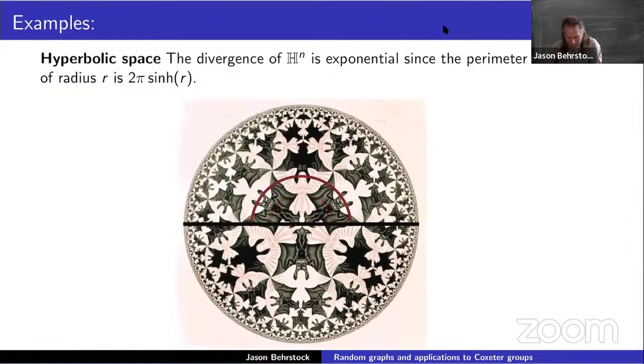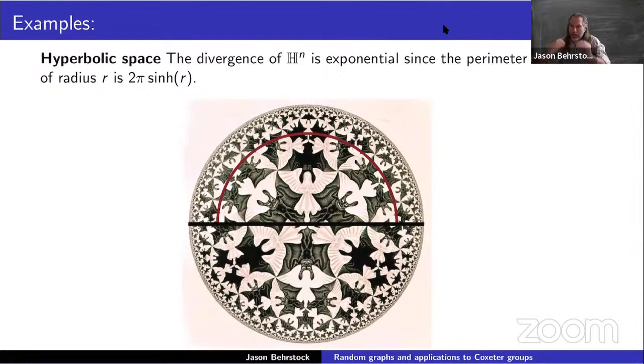you can see that as I move that red arc out, the number of angels and devils that it goes through, which is a way of calculating the length of that path, is growing exponentially. So you can see the exponential growth, the exponential divergence in the number of angels and devils that this red path crosses through.